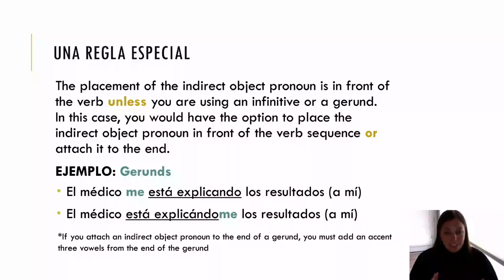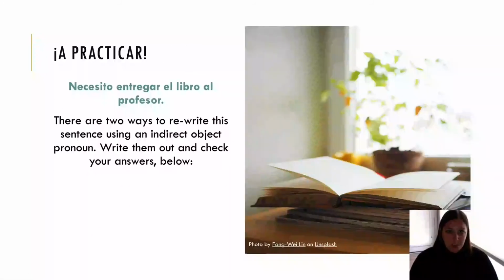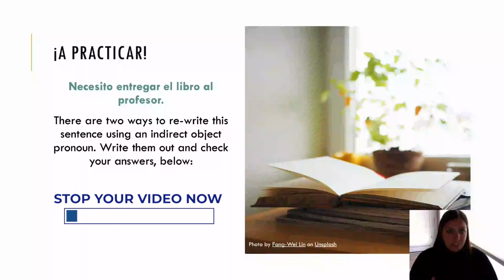Once again, that gerund, putting the indirect or direct object pronoun at the end of the gerund causes some trickiness in that you have to decide where to place an accent mark. So if you place an indirect object pronoun at the end of the gerund, you must add an accent 3 vowels from the end, just like we saw with the direct object pronouns. So if you can see my cursor, I have explicándome. I'm going to go from the end. 1, 2, 3 vowels. So I have it on the A. Explicándome.